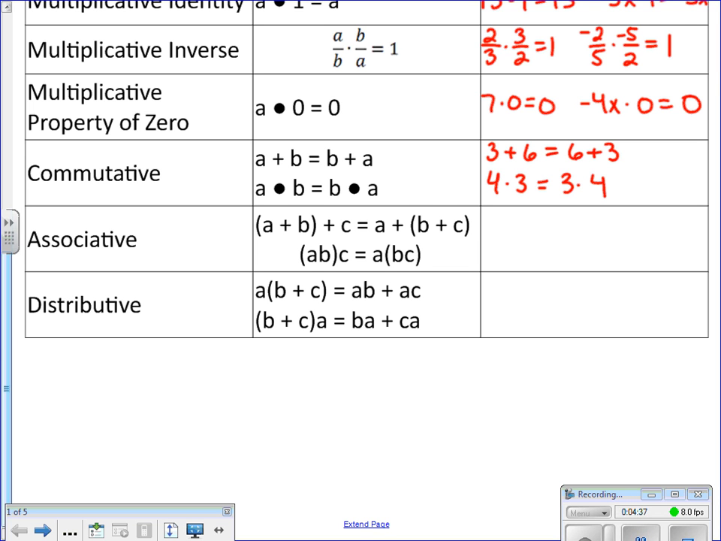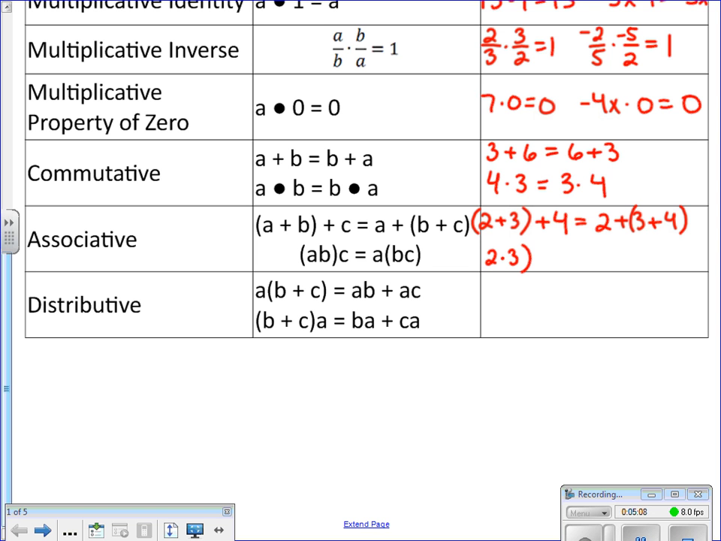Associative is about saying if you're going to add three things, it doesn't matter what order you add them in. For example, 2 plus 3 makes 5. Add that to 4, you're still going to get 9. But if you were to add the 3 and the 4 first, that would be 7 plus 2, still 9. That doesn't change the answer. That's associative.